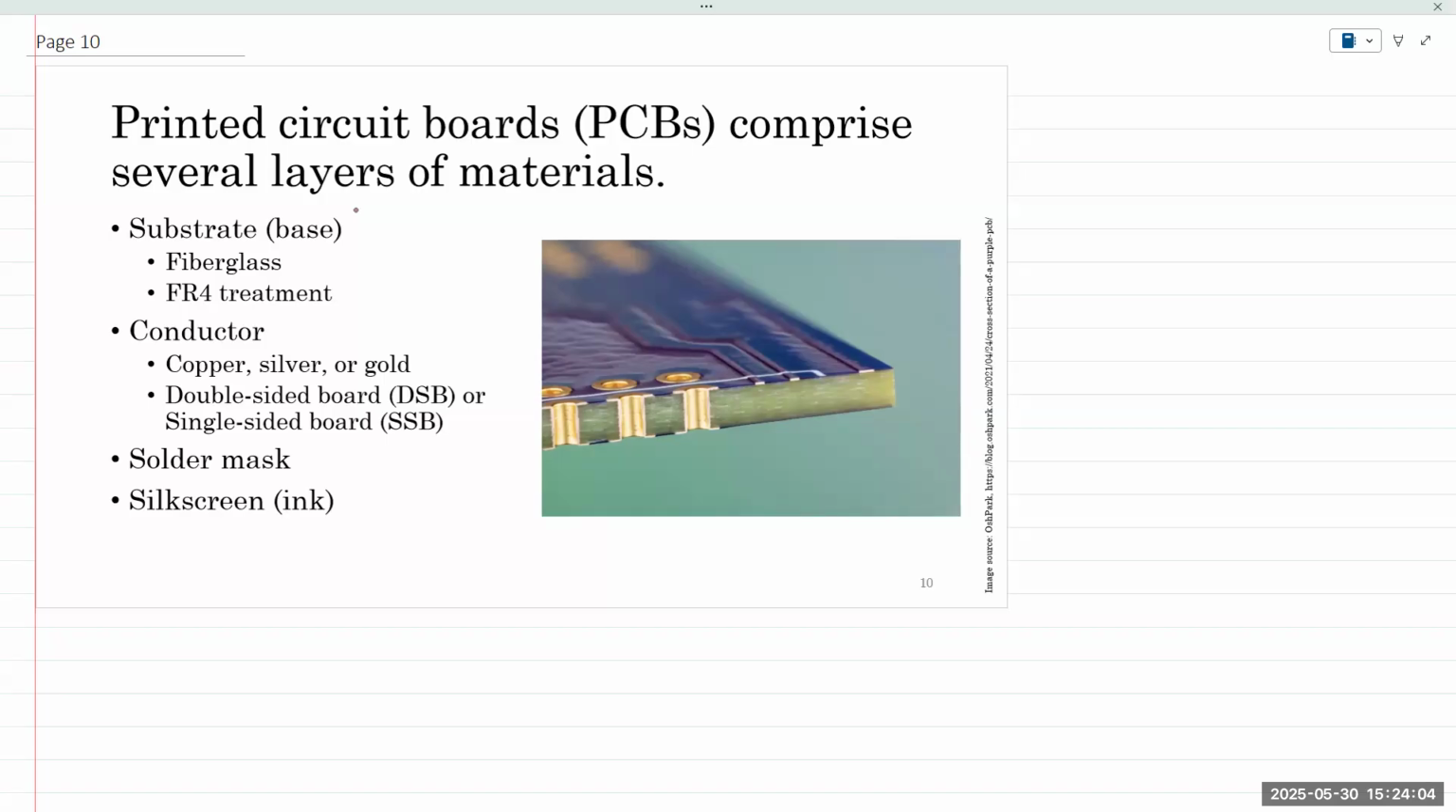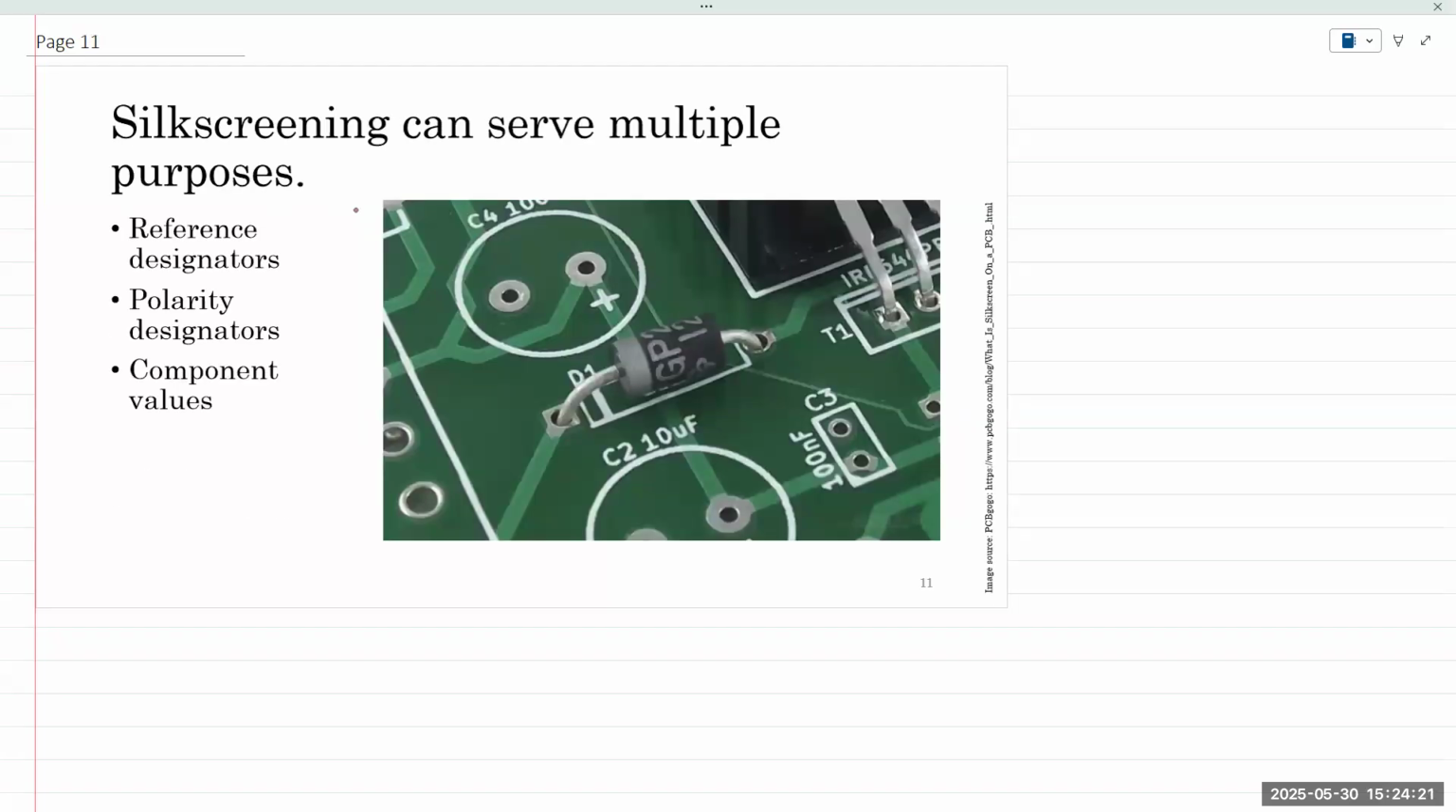So a PCB is comprised of several layers of material. We have the substrate, which is right here, and then you have the conductors running on top, which would be either some sort of copper or some sort of gold. And you have solder masks, and you have inks to transfer your mask onto your board. Multiple purposes: indicators, quotations, names, numbers, values.